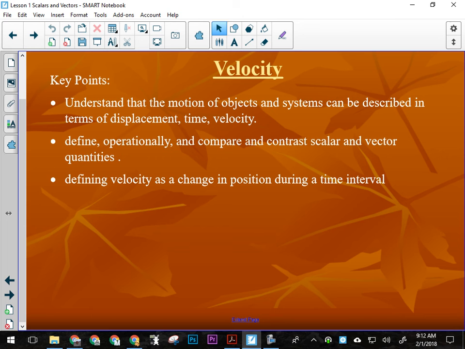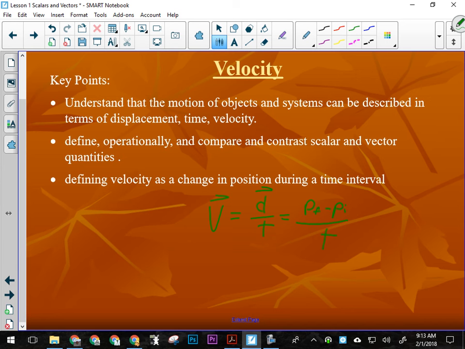So back in Science 10, you were taught this formula: v equals d over t. So velocity equals displacement divided by time. Well, displacement is the change in position, right? So that means the final position minus the initial position, divided by time. All stuff that you did in Science 10.